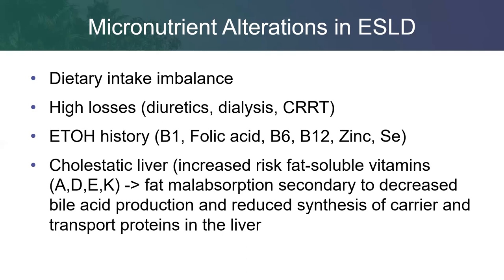Their social history, alcohol history predisposes them to thiamine deficiency, folic acid, pyridoxine, B12, zinc, or selenium deficiency, as well as cholestatic liver has an increased risk of fat-soluble vitamin deficiency from fat malabsorption. We know this is secondary to decreased bile acid production and reduced synthesis of carrier and transport proteins in the liver.